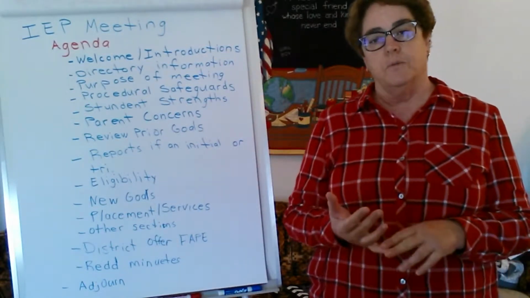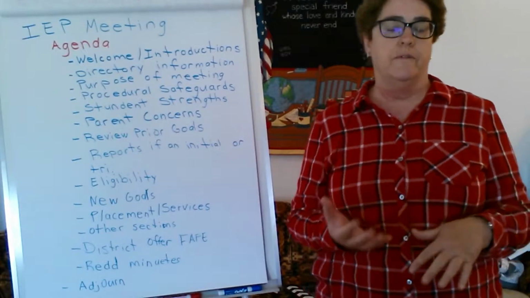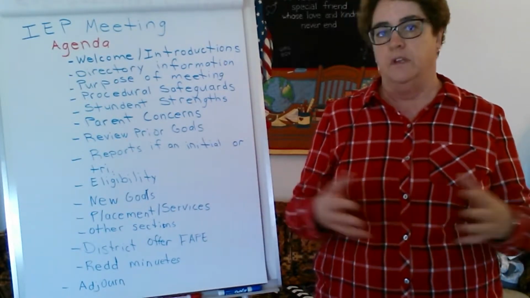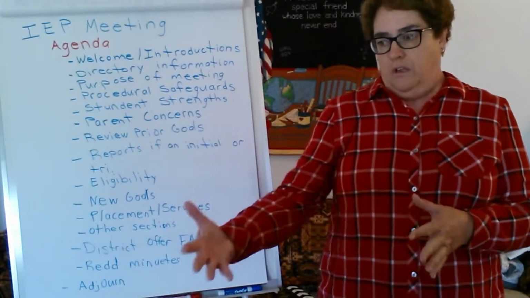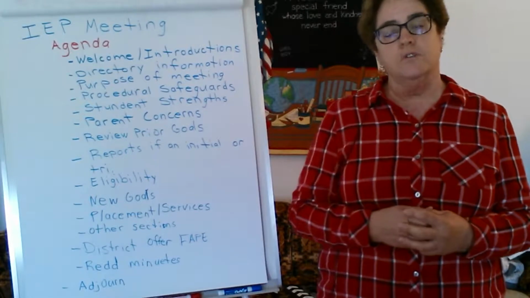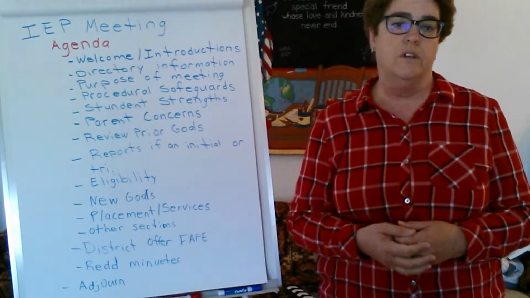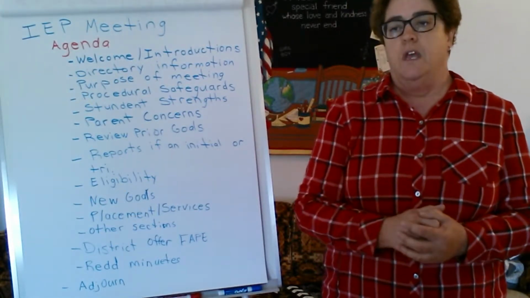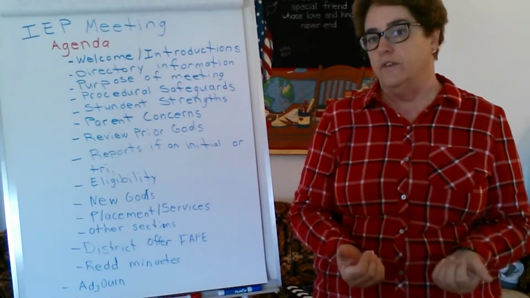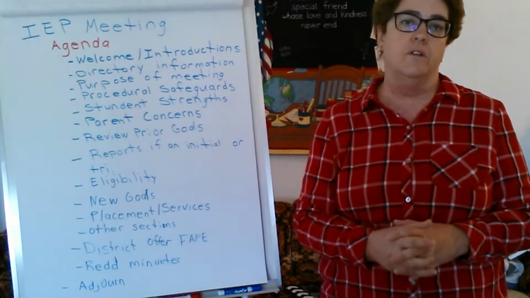State the purpose of the meeting. This is an annual. We're going to be reviewing progress on goals. This is a triennial. We're going to be reviewing report information, initial report information. Anyway, procedural safeguards. We want to give parents a copy and make sure they have a copy of their procedural safeguards. Do you have any questions? Always ask if the parent has questions.